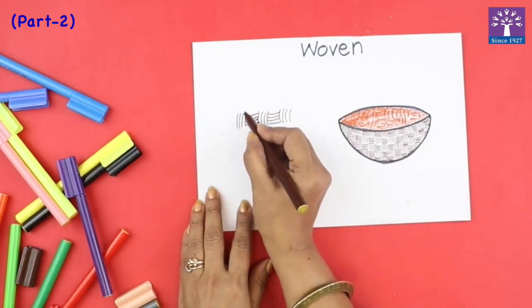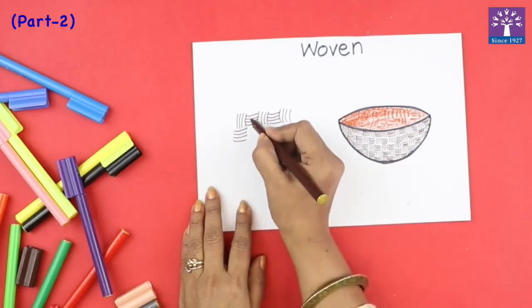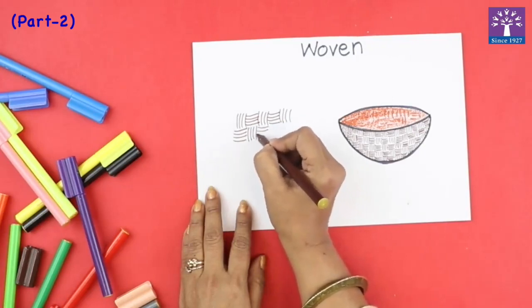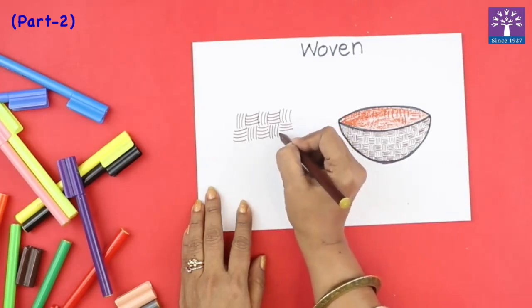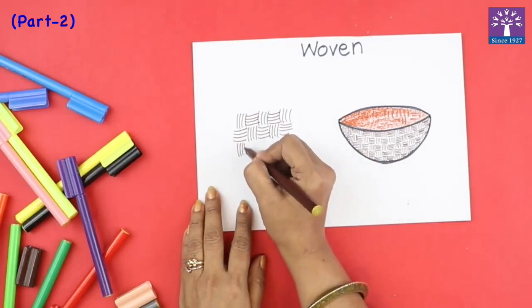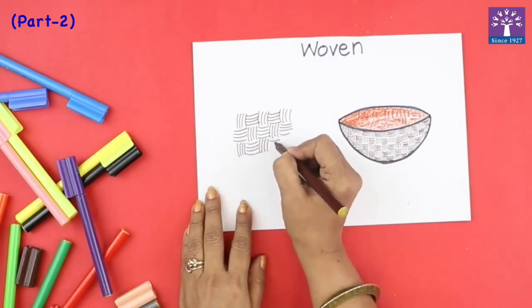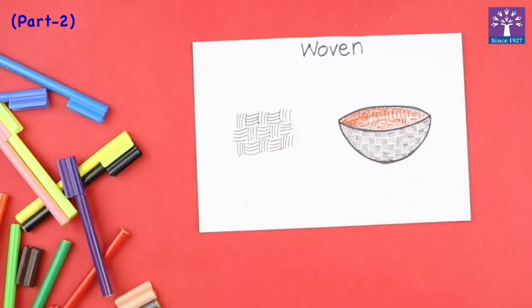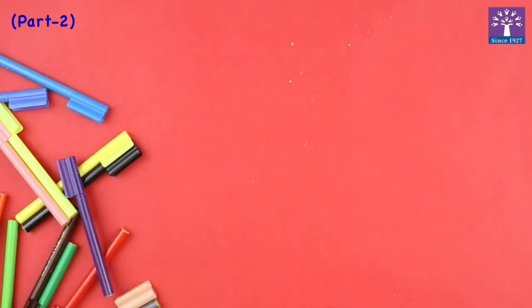Below this, where there is vertical, you will start with horizontal, and below the horizontal you will do vertical texture. So this is now giving you a woven effect or a woven texture. Isn't it very simple? Our next effect is watery.